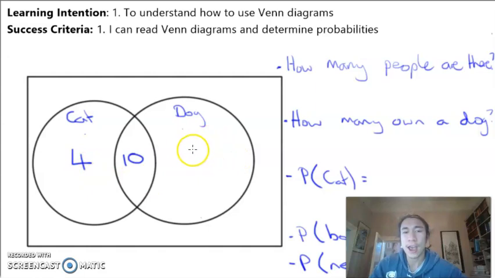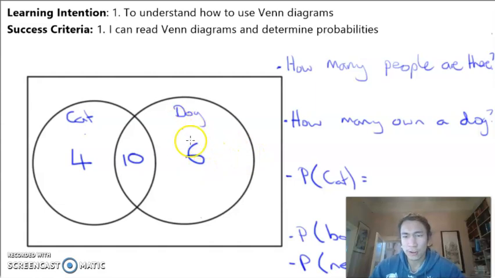And then I'm going to say, how about who owns only a dog? And then 6 people put up their hand. Again, it's in the dog circle, so they have a dog, but it's not in the cat circle. So I write it over here in this part of the right-hand circle.